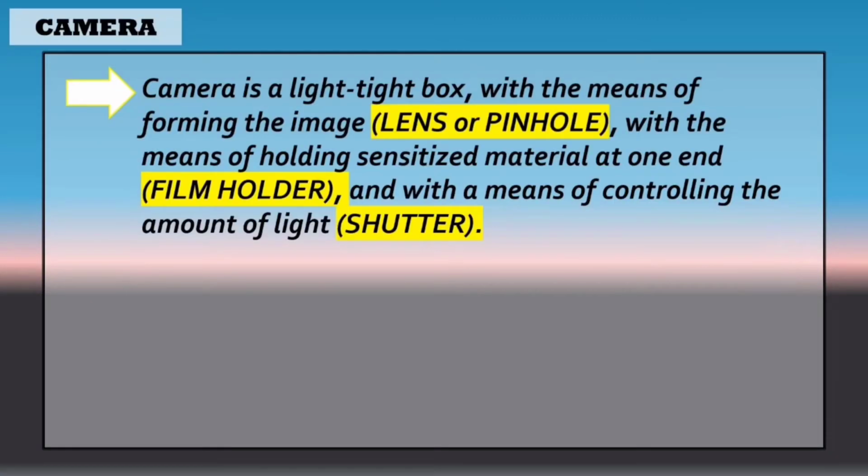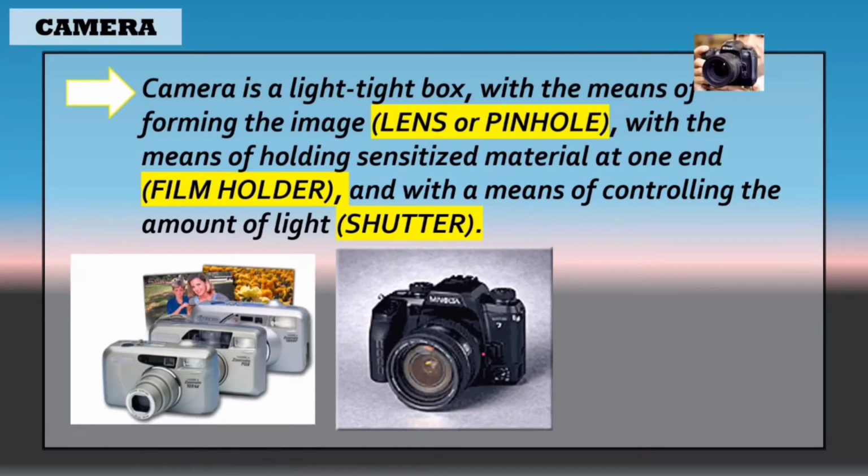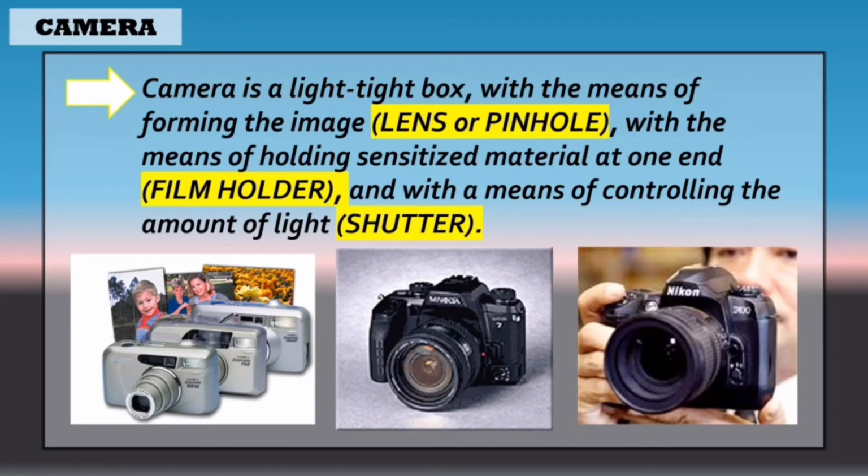Camera is a light-tight box with the means of forming the image, with the means of holding sensitized material at one end, and with the means of controlling the amount of light. Different kinds of camera were available at the market. We have Polaroid camera, SLR, and the newest today is the digital. Purpose of the camera is to capture light and record the image.